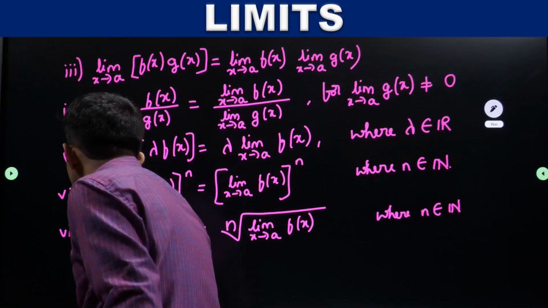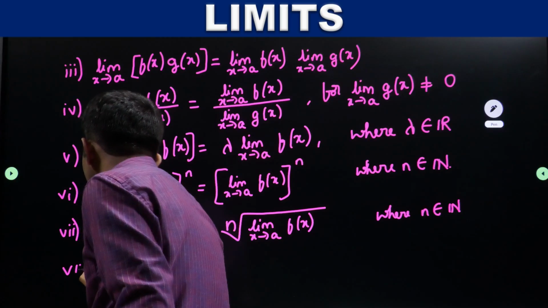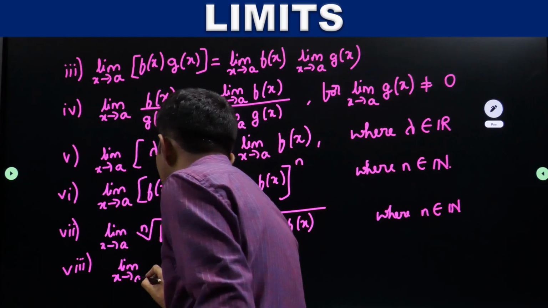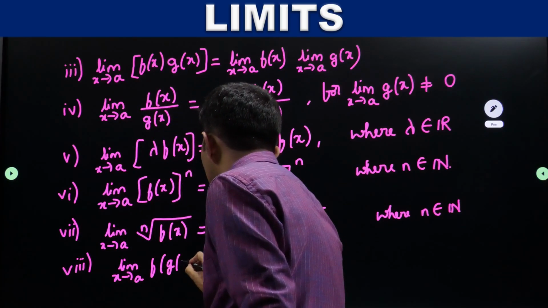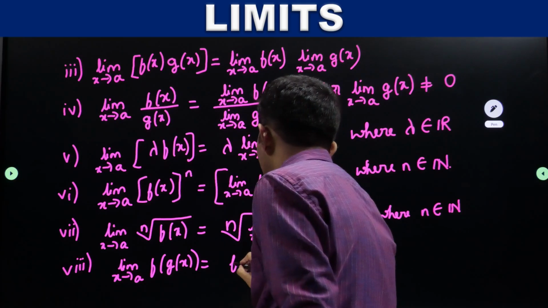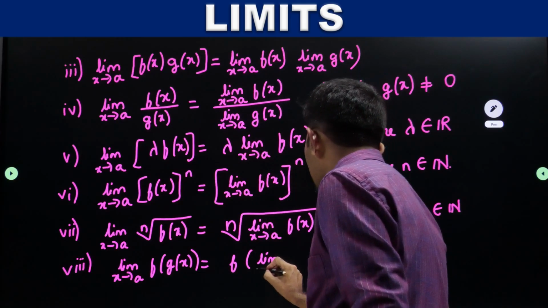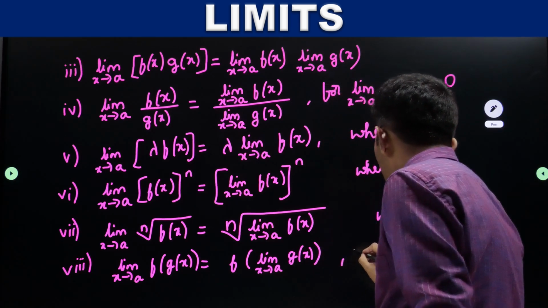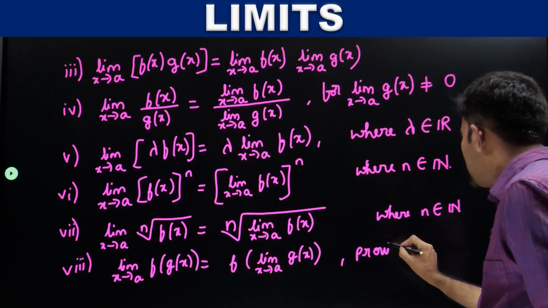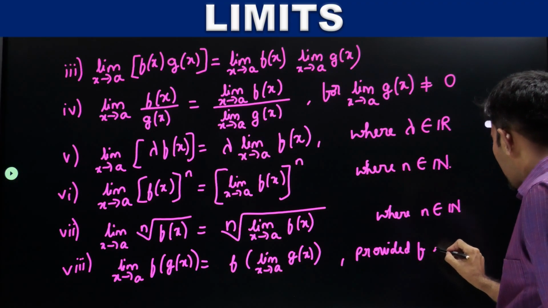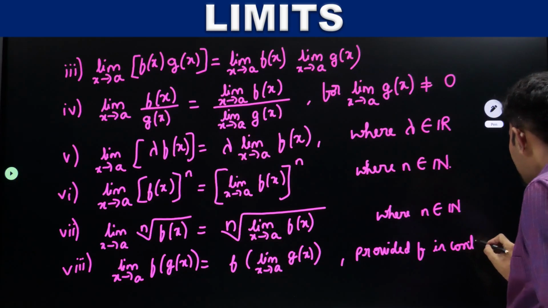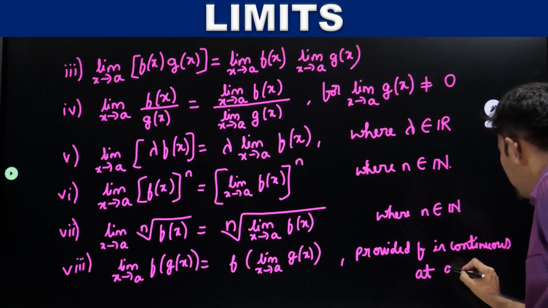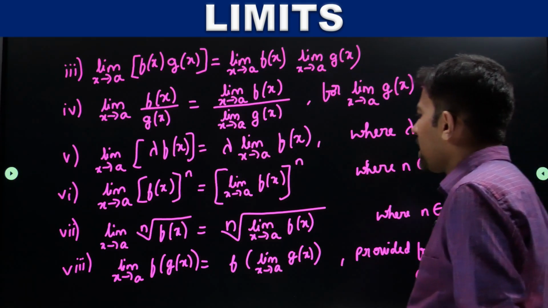Limit x tends to a, 7th one this is 8th one. Limit x tends to a f of g of x. The composite function is given. Suppose f of g of x is equal to f of limit x tends to a g of x, provided f is continuous at g of a.